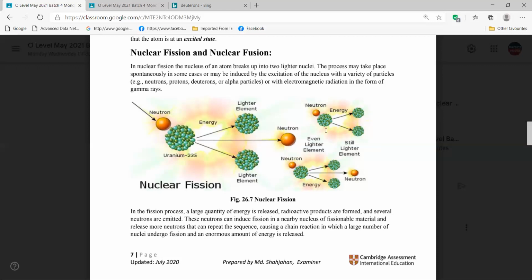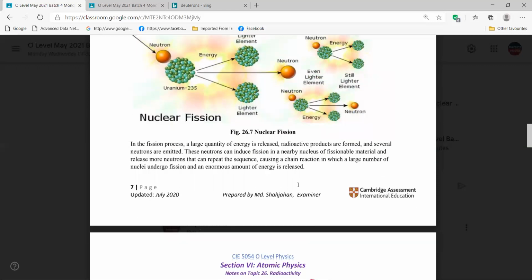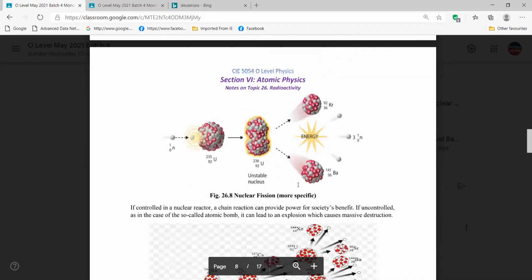If we even have one whole block of uranium, one neutron can just finish the whole reaction. One is starting this one, then it is continued. That's why it is called a chain reaction. One after another is going on and going on. Now we are having more details here.